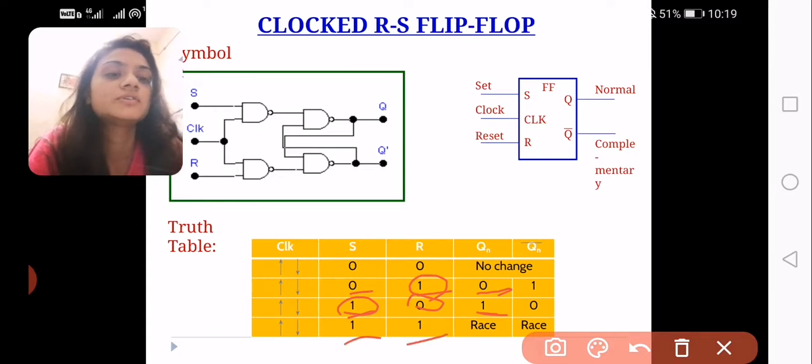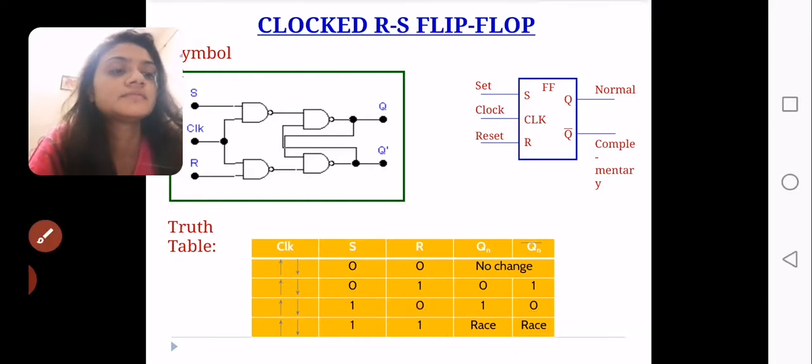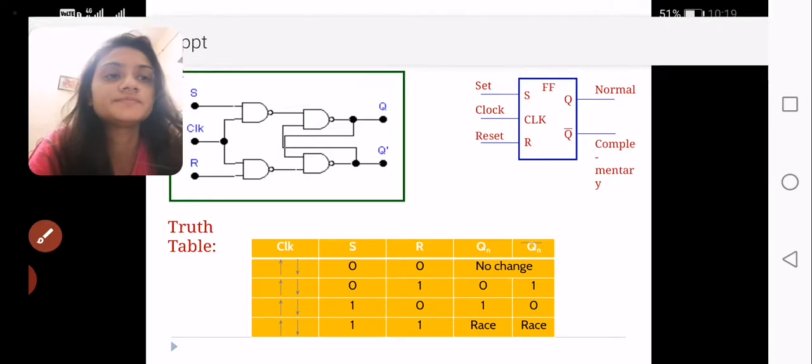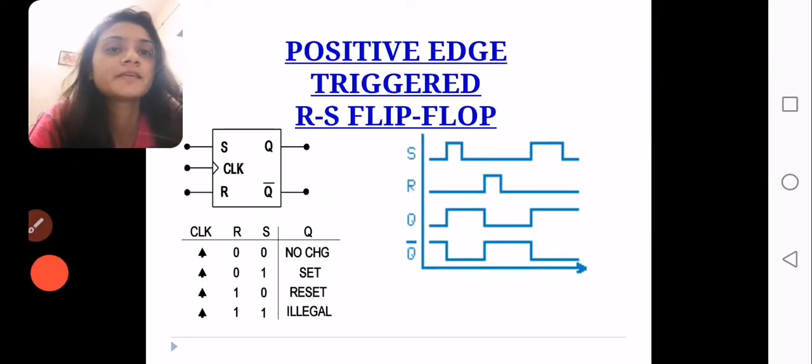Last, if both inputs are S equal to 1 and R equal to 1, that is a toggling condition or not a valid condition in the RS flip-flop. Okay, so this condition will be overcome in the JK flip-flop.